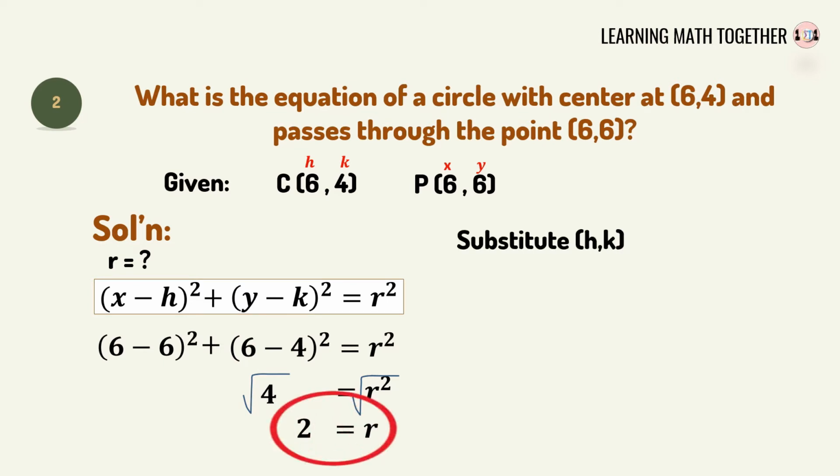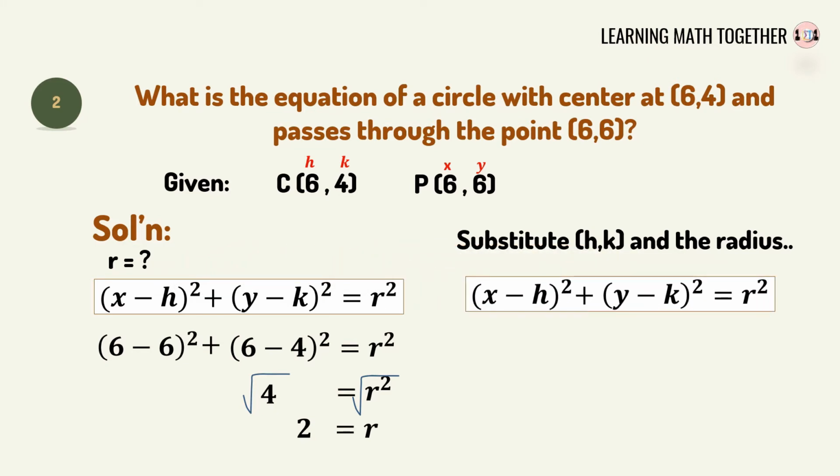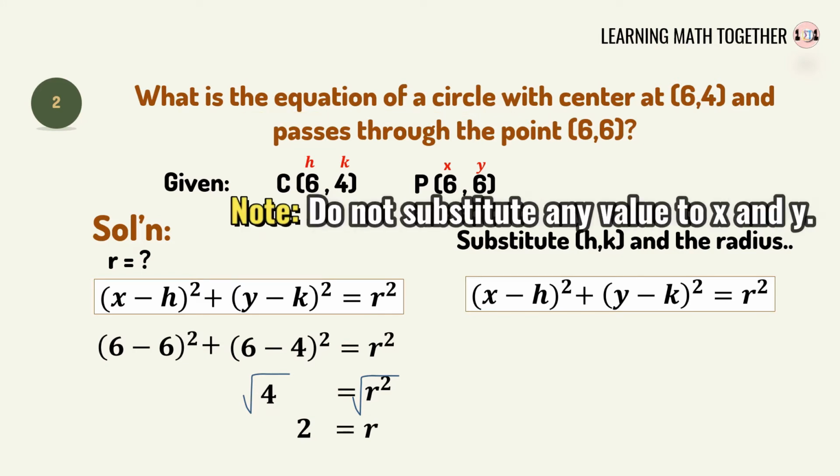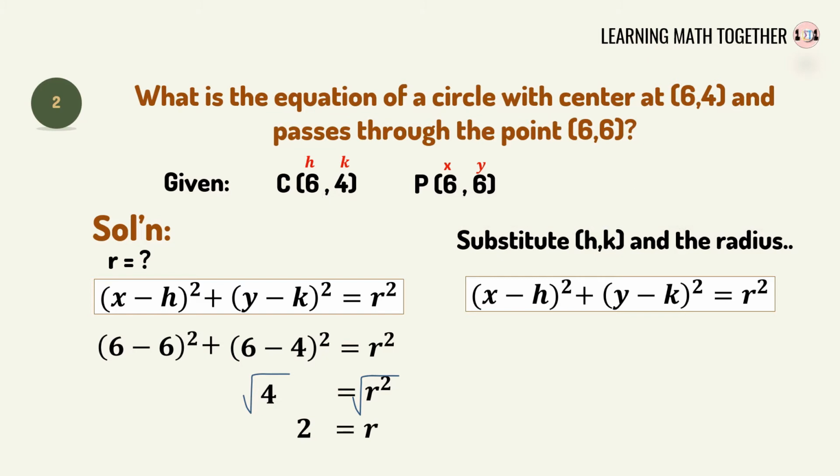Now, because we already have the radius, we can substitute the value of the center and the radius to the standard formula. That means we will be using again this formula in order for us to get the equation of a circle. So let us substitute. Take note, we have to find the equation, so you're not going to substitute any value to x and y because these are the variables of our equation. Okay, let's proceed. Just copy x and then substitute the value of h, and that is 6. Copy plus, then copy y, then substitute the value of k, and that is equal to 4. Now let us substitute the value of the radius, and that is equal to 2. Then just copy the exponents.